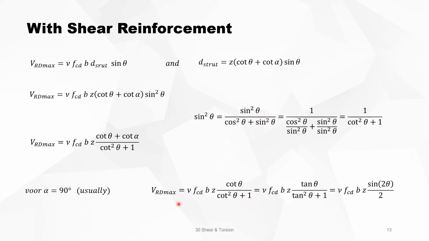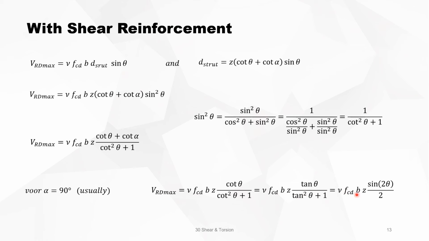But if you do that, then you need first to have a guess of cotangent theta. Let's say you take it 2, then you can calculate VRd,max. But what is sometimes handy to do is that you know what the maximum shear force is at the support of the beam, and you do it the other way around. You calculate the theta needed to take this maximum shear force. So sometimes this is a quicker way of dealing with the matter.